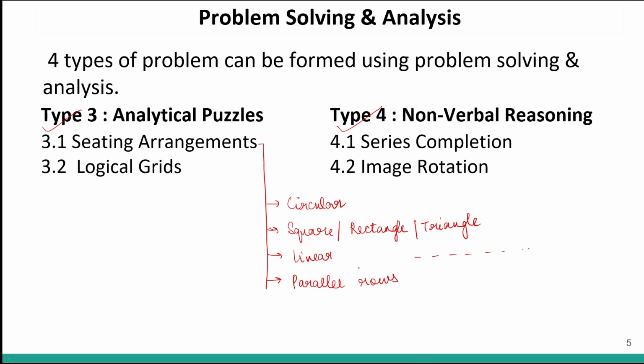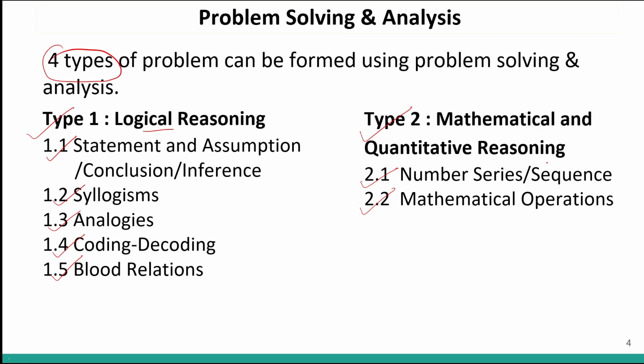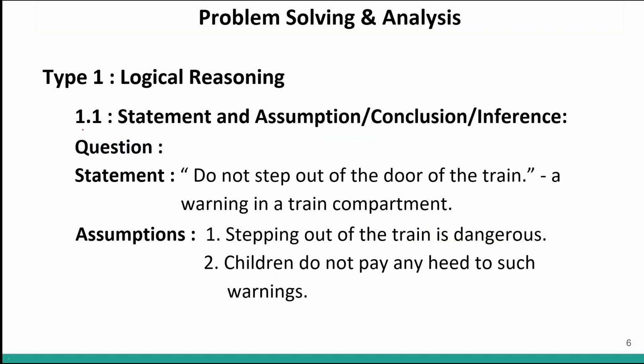In today's class we will discuss only two types, that is type 1 logical reasoning and type 2 mathematical and quantitative reasoning in detail, so you can get an idea of all these topics. Now, starting from topic number 1, type 1 logical reasoning, and topic number 1, that is statement, assumption, conclusion, and inference. So, in these type of questions, you get a statement. Then you can get three things. You can either get assumption, you can either get conclusion, or you can get inference.